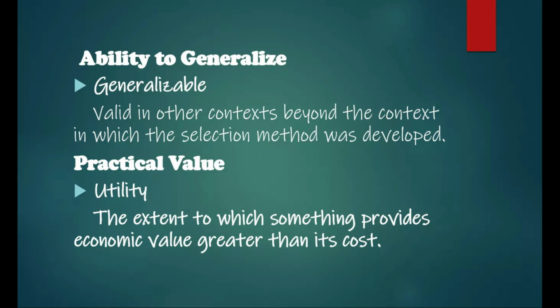Practical value. Utility is the extent to which something provides economic value greater than its cost. So, the value of a selection method is based on what the organization can offer. If the job is related to a $1 million deal, the organization can afford a high-value selection method. Why? It's simply because the person placed in the job will handle high amounts of money. In other circumstances, if the organization has lower net worth, such as a restaurant, they wouldn't spend a lot of money just to hire a person for a job that has an economical salary. Methods that provide economic value greater than the cost of using them are said to have utility. Also, the value of a selection method is sometimes based on the position of the job in the organization.